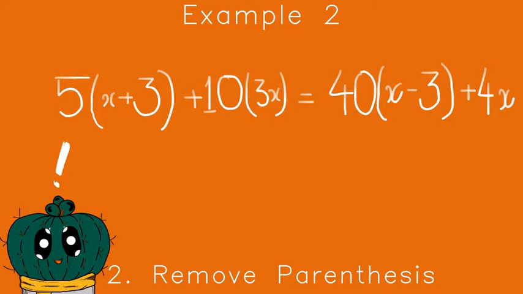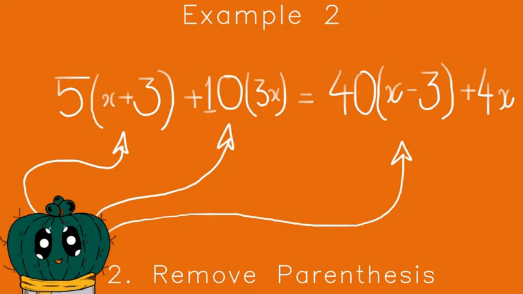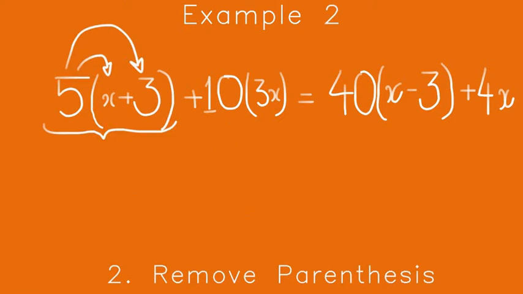So the second step is to remove all of the parentheses, which are these. We have like 3 of them now. Let's actually start to solve them one by one. 5 times x and 5 times 3. 5 times x is 5x and 5 times 3 is 15.